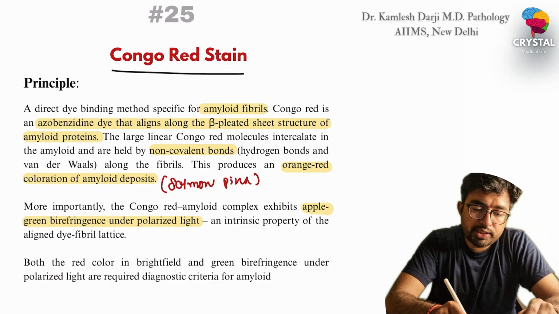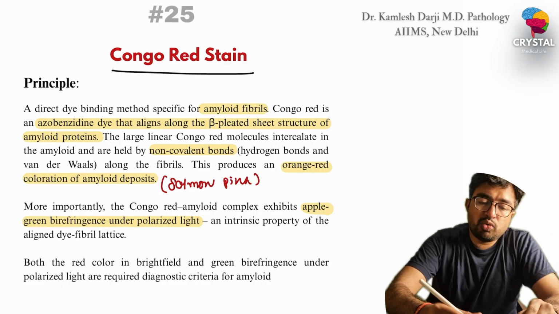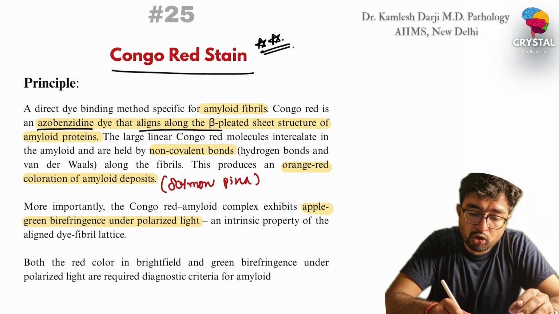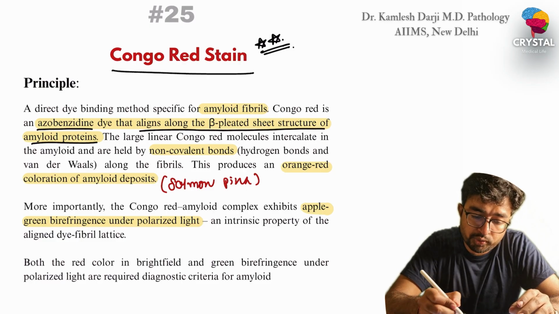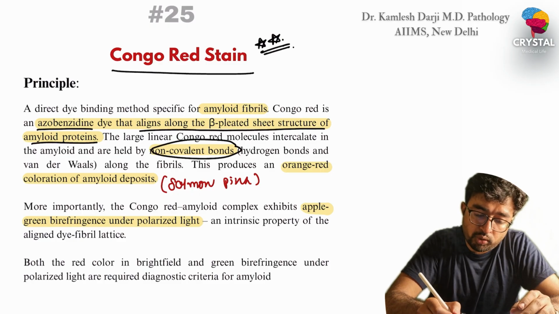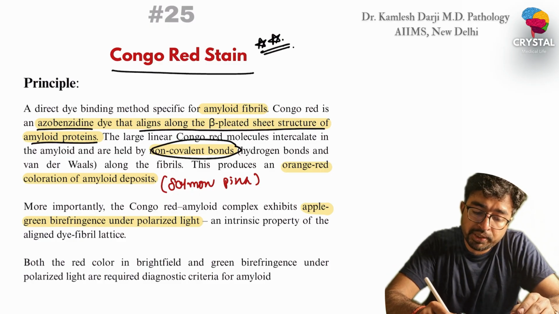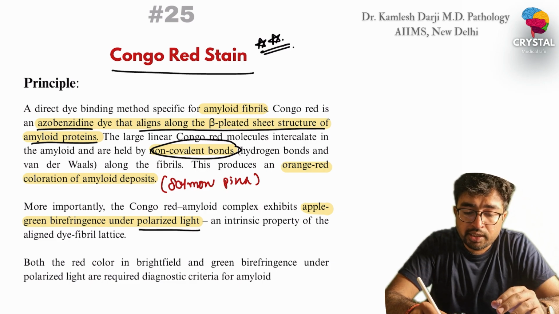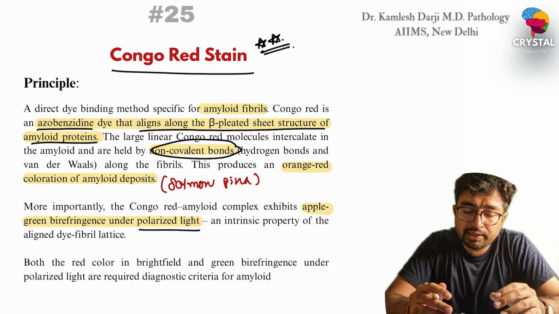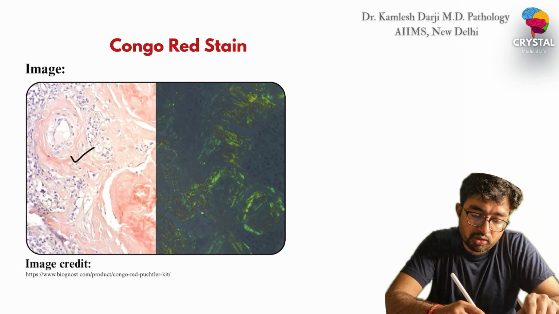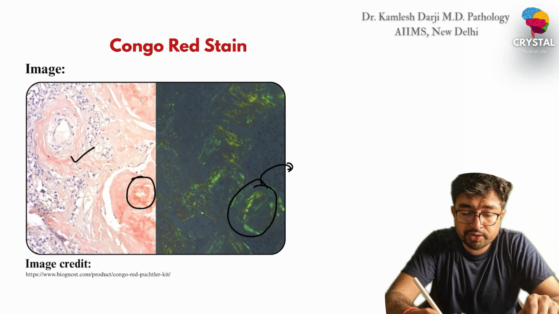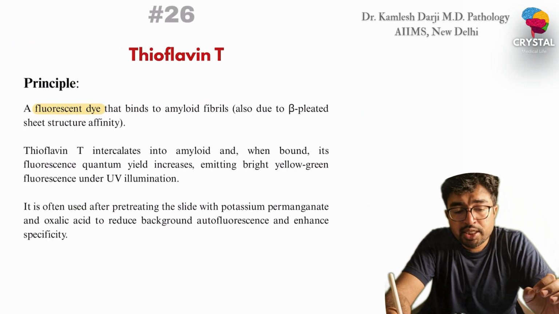Next one is the Congo red stain, and this is the most important stain. Congo red is an azo dye that aligns along the beta-pleated sheet structure of the amyloid protein and makes non-covalent bonds, and this will produce salmon pink color. And when you use polarized light, it will reflect apple green birefringence. This is how salmon pink color looks like, and this is how apple green birefringence is seen in polarized microscopy.